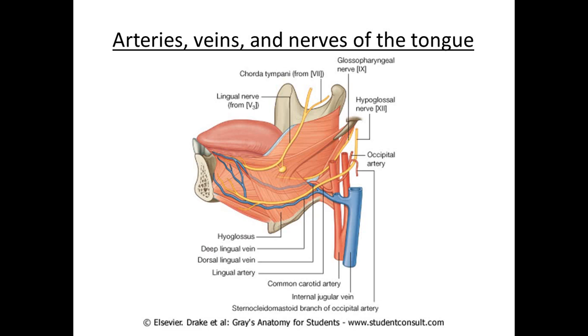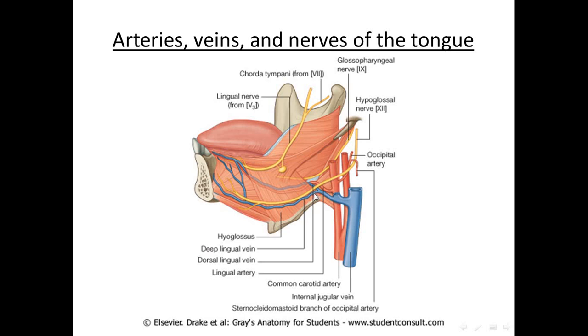Let's have a look at this illustration, which illustrates the blood supply, the venous drainage, and the nerves that innervate the tongue. The blood supply is mainly by the lingual artery. Lingual artery coming from which blood vessel? External carotid. Yes, external carotid, as we said today.